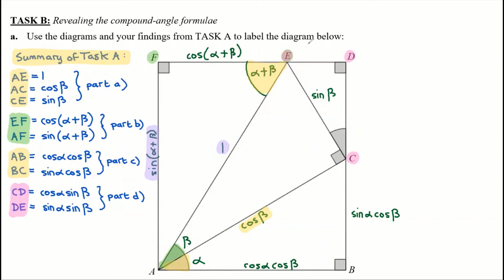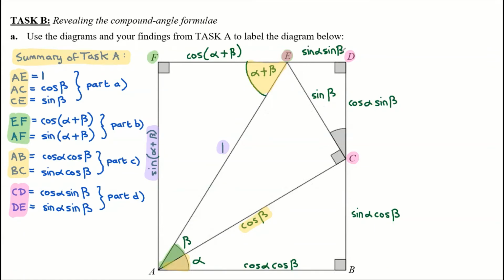So what do we have? So we've got CD is cos alpha sine beta, and DE is sine alpha sine beta. Right, and we've got everything we wanted, I think, from task A. Now, let's see what's actually going on here.